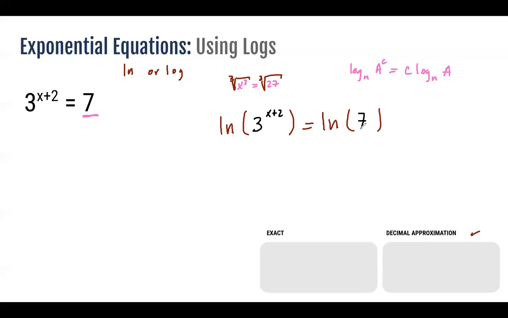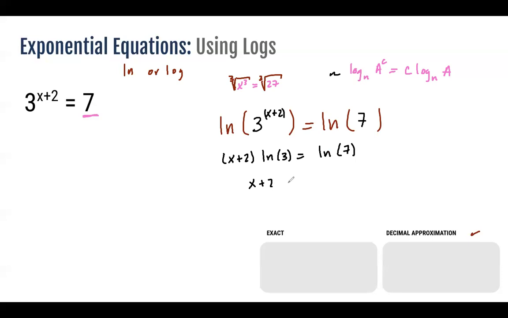This will allow me to use this law of logarithms in order to set the x plus 2 free, to have it as a multiplying factor, x plus 2 multiplying the natural logarithm of 3, and we still have the natural logarithm of 7. That way we can solve for x now that we have that x out of the exponent.